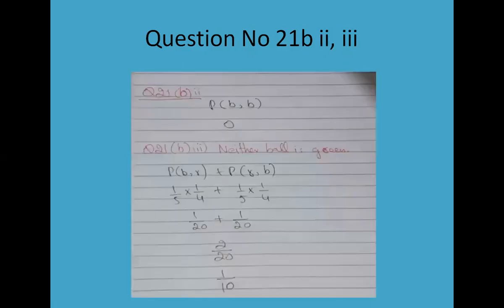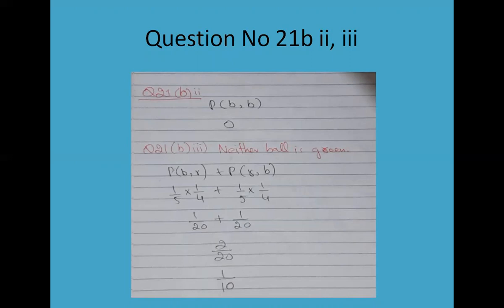Question number 21B, second part, he wants to find out the probability that both balls are blue. Because you only have one blue ball, this is not possible. Blue, blue: the second ball cannot be blue because there is only one blue ball. So blue, blue is not possible, so its probability will be 0.